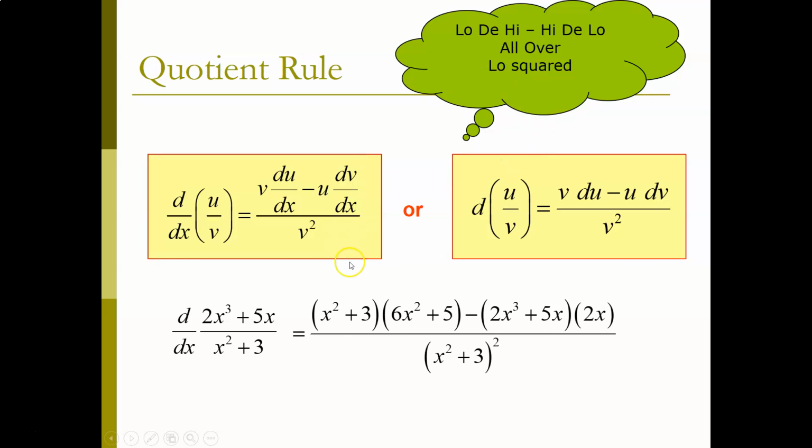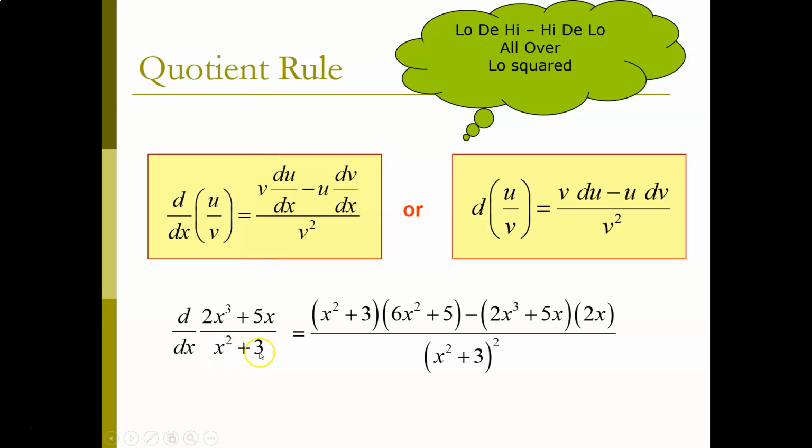So I went ahead and already did most of this. If we take our g, or in this case our v function, which was just x squared plus 3, we're going to take the derivative of the top function, which is u. The derivative of 2x to the power 3 plus 5x is 6x squared plus 5, minus our u function, which was the top, which was just 2x cubed plus 5x, which is right here on the top, times the derivative of our v.